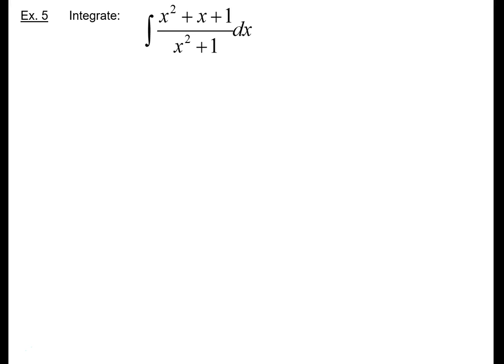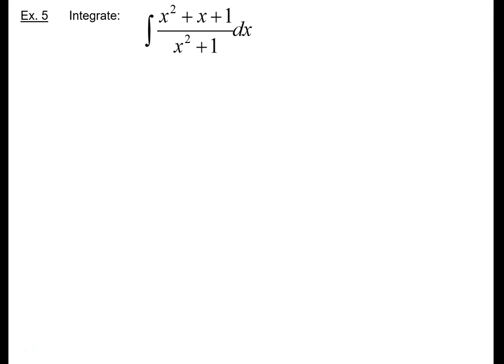Let's try this one. Integral of x squared plus x plus 1 all over x squared plus 1. This one's a little bit more challenging because if we let u equal the denominator, the derivative will just be 2x, but that doesn't really account for what I have in the numerator. So I'm going to try a different technique here, and this is where we're going to start to get into some more complicated techniques, and we're going to keep working on these for the next couple of units.